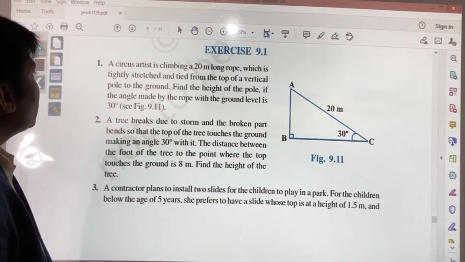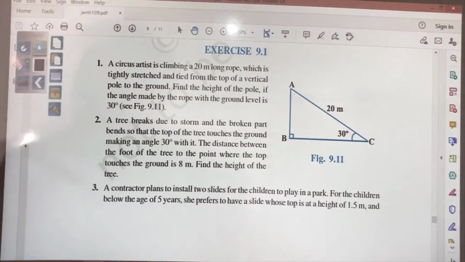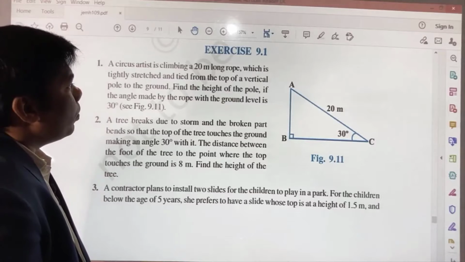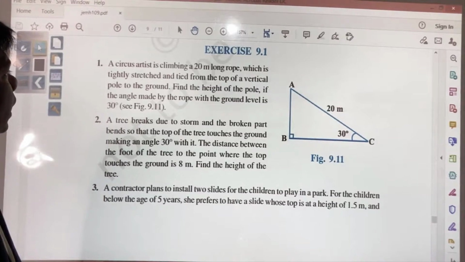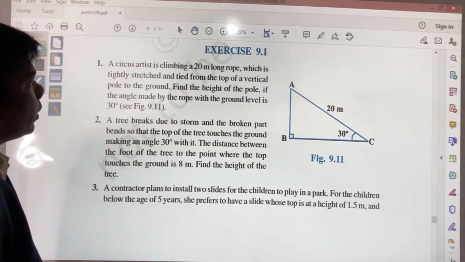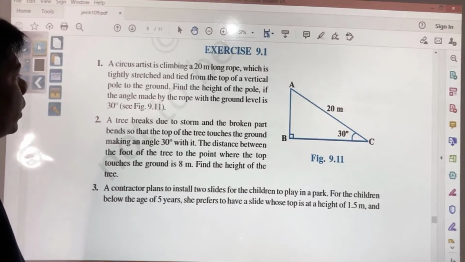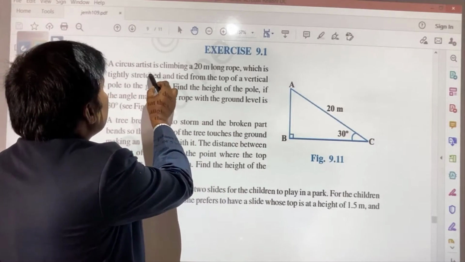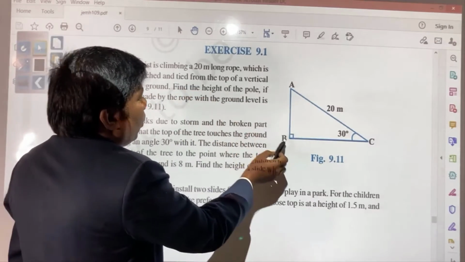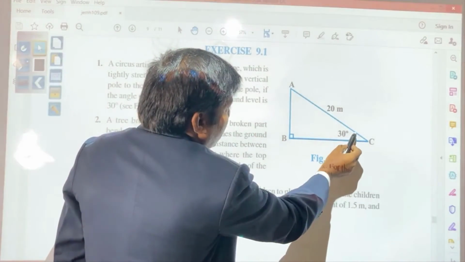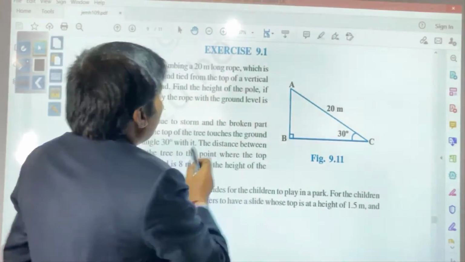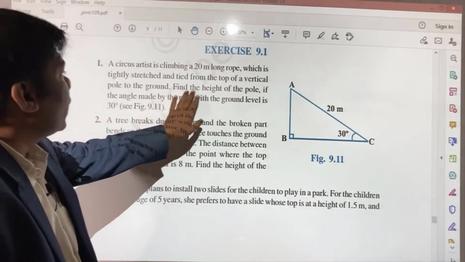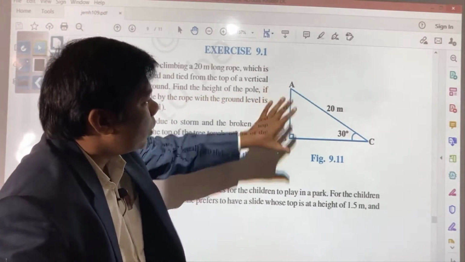Here we have the first question. A circus artist is climbing a 20-meter long rope which is tightly stretched and tied from the top of a vertical pole to the ground. Find the height of the pole if the angle made by the rope with the ground level is 30 degrees. This figure has been given, you can see. The rope is 20 meter long, the angle of elevation is 30 degree, and you need to find the height of the pole.